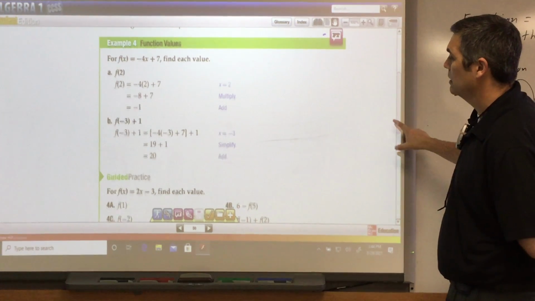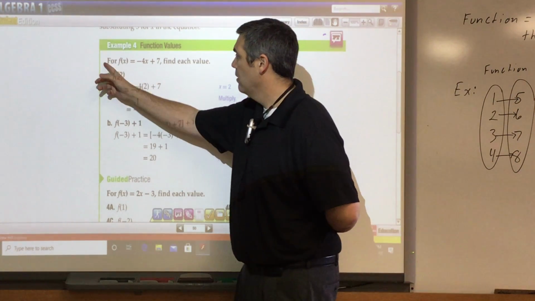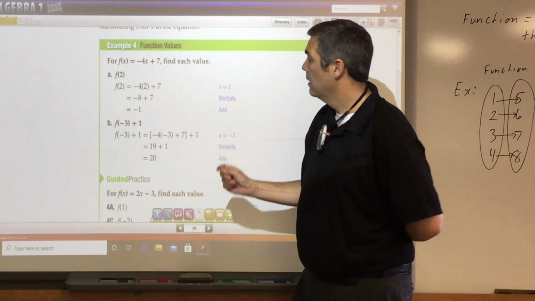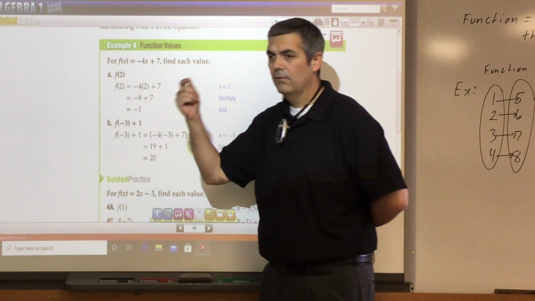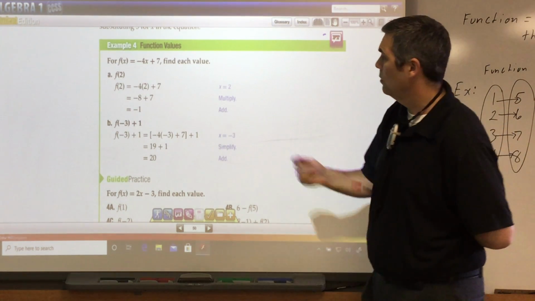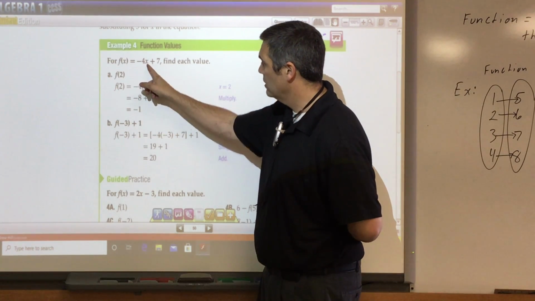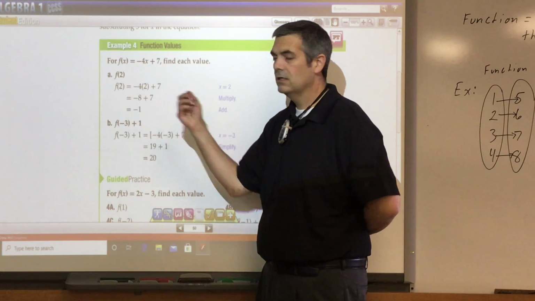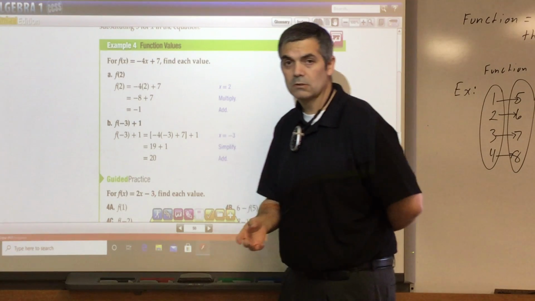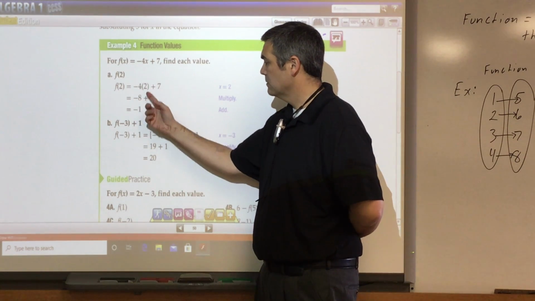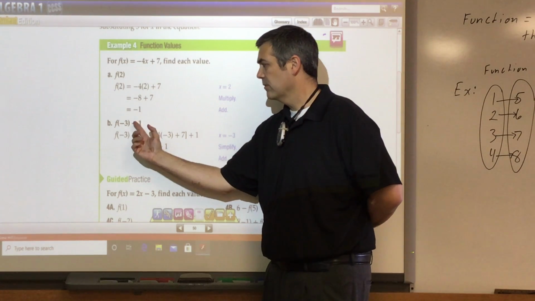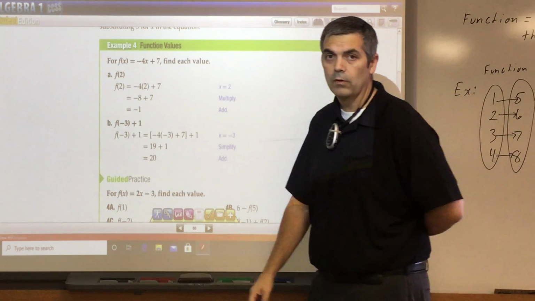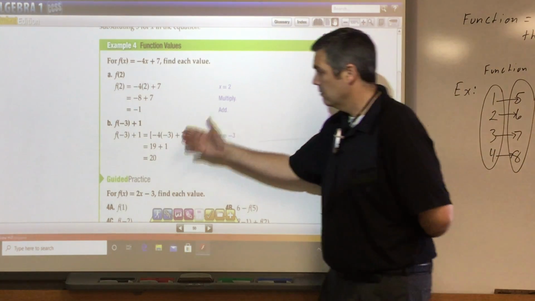Okay, so let's take a look at one of their examples on what they did here. They said, well, for the function of x equals negative 4x plus 7, they gave you the equation, and they said, well, what is it when f of 2? When the function of 2. So you take the 2, and you substitute it in for the x. And this is what it looks like. Negative 4 times 2 plus 7. All they did, it's substitution. We've done substitution tons of times. Negative 4 times 2 gets you negative 8. Negative 8 plus 7 gets you negative 1. So when x is 2, y is negative 1. That's all it is.